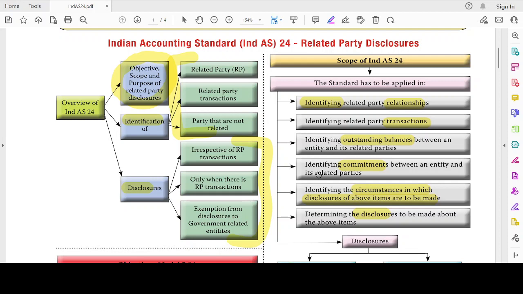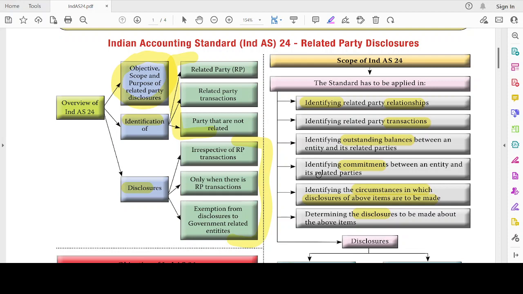This standard has to be applied in identifying the related party relationship, identifying the related party transactions, identifying the outstanding balances between an entity and its related parties, identifying commitments between an entity and its related parties, identifying the circumstances in which disclosures of the above items are to be made, and determining the disclosures to be made about the above items. So first, we have to identify five things.